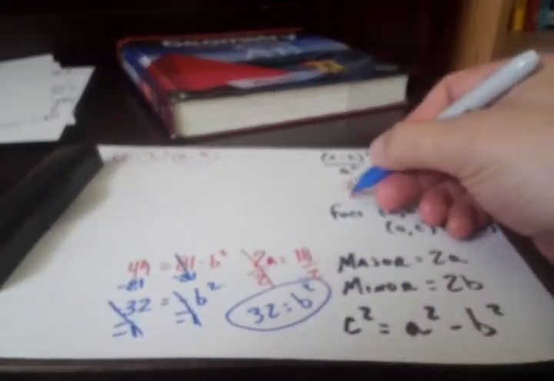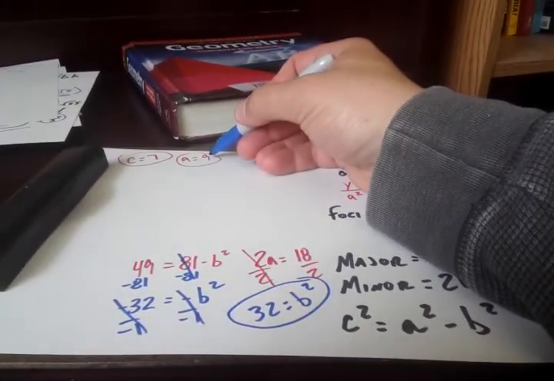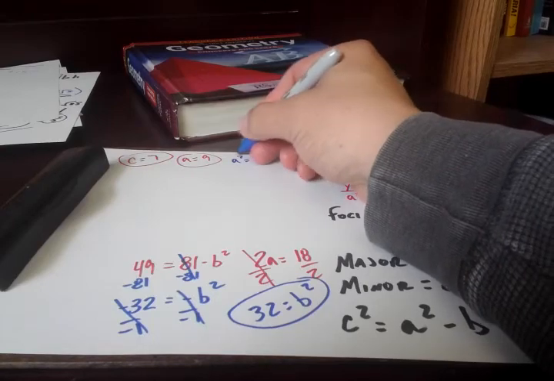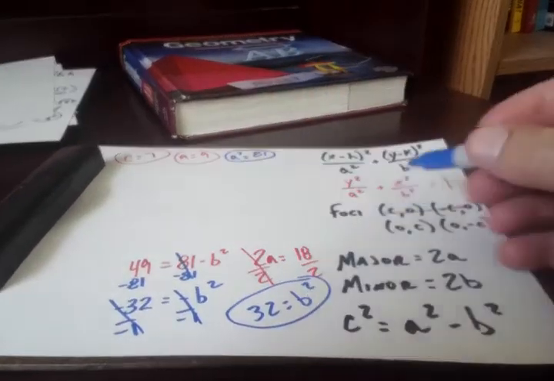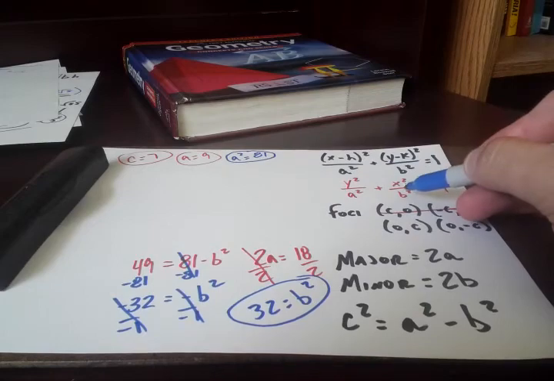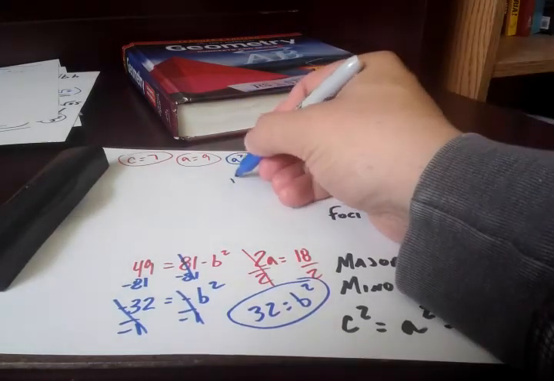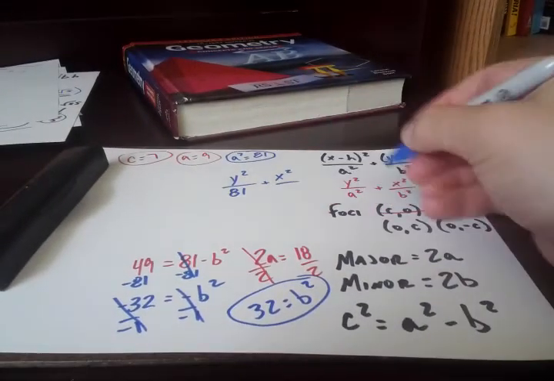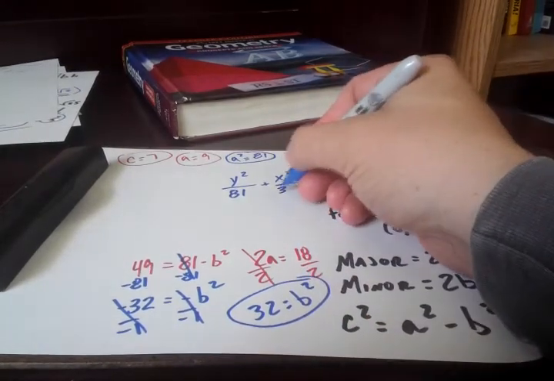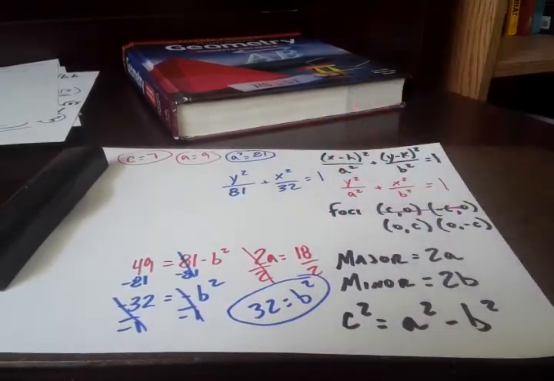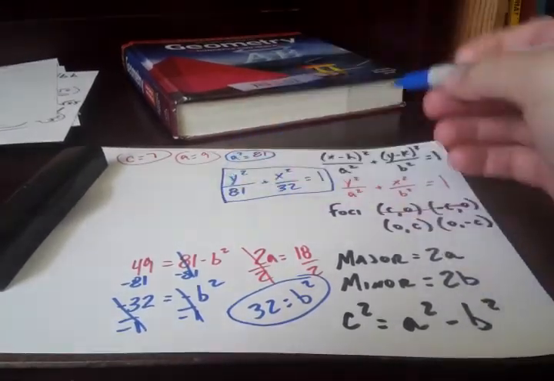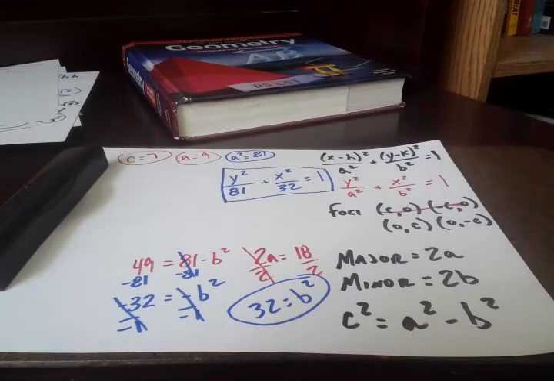Now, we also need A squared, so A was 9, so 9 squared, A squared is 81, okay? So now that we have A squared and B squared, we can literally plug them in and find our answers. Okay, so I'm going to say Y squared over A squared, so over 81, plus X squared over, what was B squared? It was 32, equals 1. And this is the equation of the ellipse in example 1.